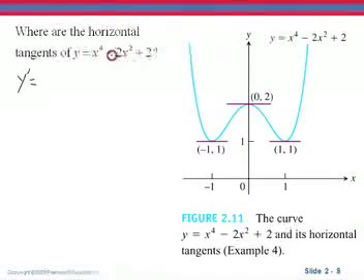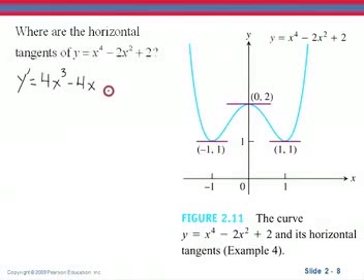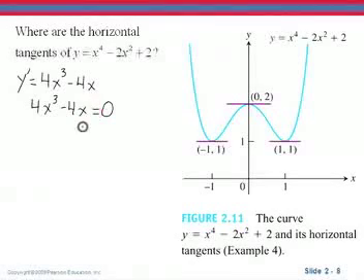Since we have the sum or difference of 3 terms, we're going to go through and take the derivative of each. The derivative of x to the 4th will be 4x to the 3rd, minus the derivative of 2x squared, which will be 2 times 2 is 4x to the first power, and the derivative of 2 is 0. So our derivative of y is 4x cubed minus 4x. Well, if we're looking for horizontal tangents, we want to know where 4x cubed minus 4x is equal to 0.